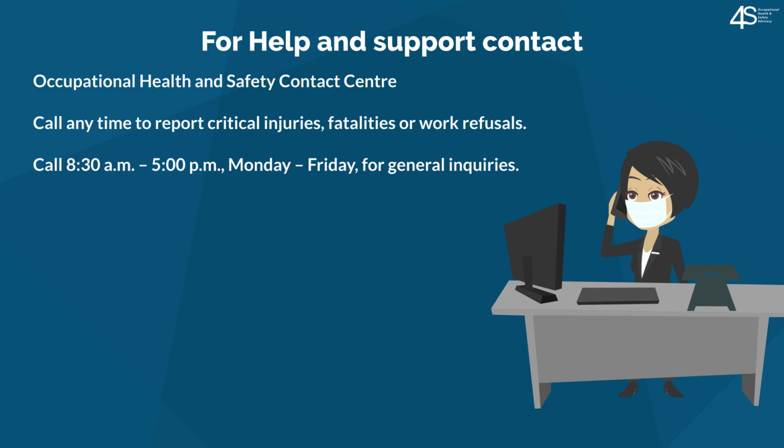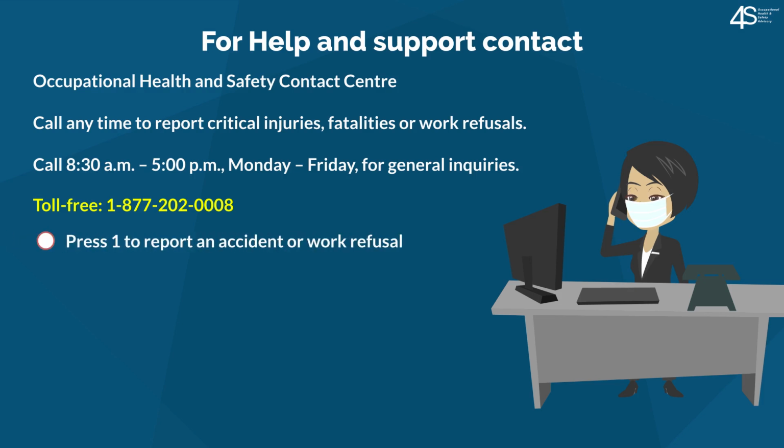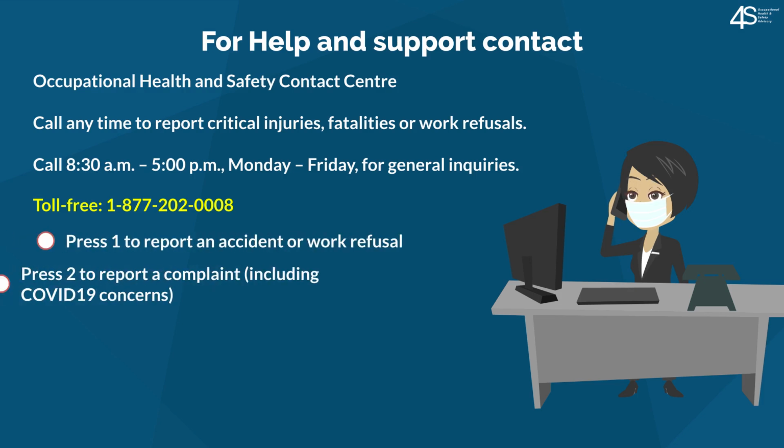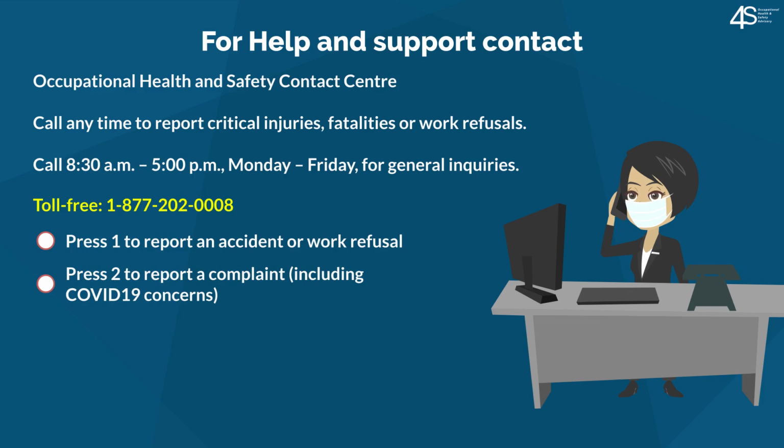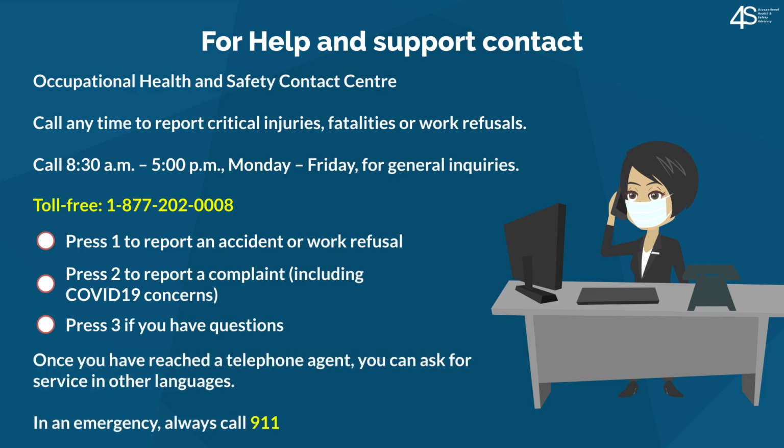For help and support, contact the Occupational Health and Safety Contact Center. Call anytime to report critical injuries, fatalities, or work refusals. Call 8:30 a.m. to 5 p.m. Monday to Friday for general inquiries. The toll-free number is 1-877-202-0008. Press 1 to report an accident or work refusal. Press 2 to report a complaint, including COVID-19 concerns. Press 3 if you have questions. Once you have reached a telephone agent, you can ask for service in other languages. In an emergency, always call 911.